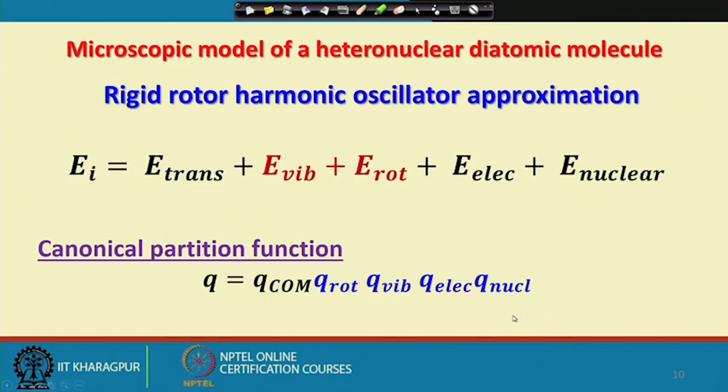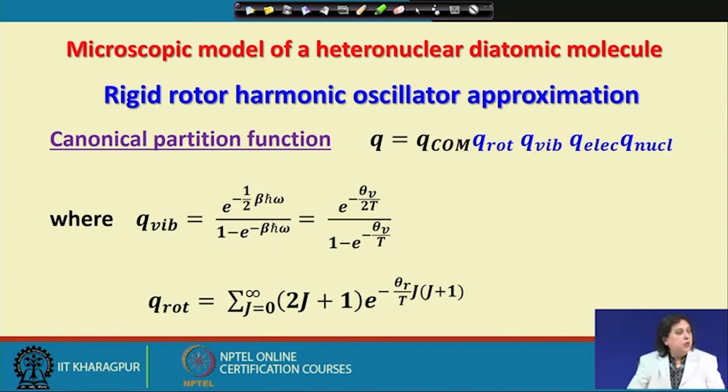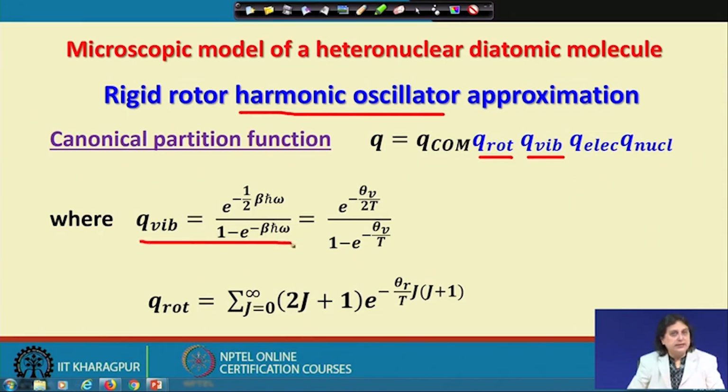Okay, so once we have established the separability of the canonical partition function for the single particle into these different contributions, then we can go ahead and calculate the canonical partition function under the rigid rotor simple harmonic oscillator approximation. Now, what we have shown here are the expressions for this small q vibe and small q rot. Under the condition of a simple harmonic oscillator approximation, q vibe is given by this.